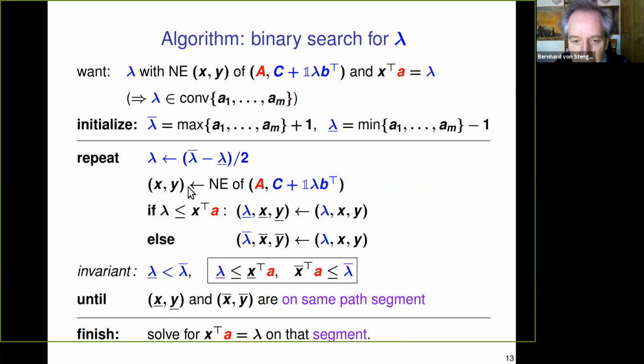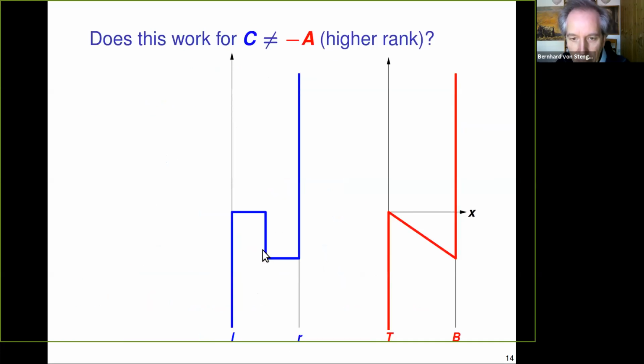And then we find an equilibrium that corresponds to the lambda, and depending on whether we have less than xa or greater than xa, we take the lambda lower bar or upper bar as the current value of lambda and maintain this invariant until they're on the same path segment, and then I can solve them directly. Now, the question is, does this work for higher rank?